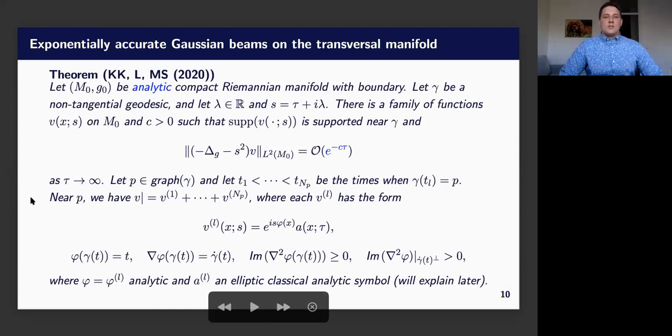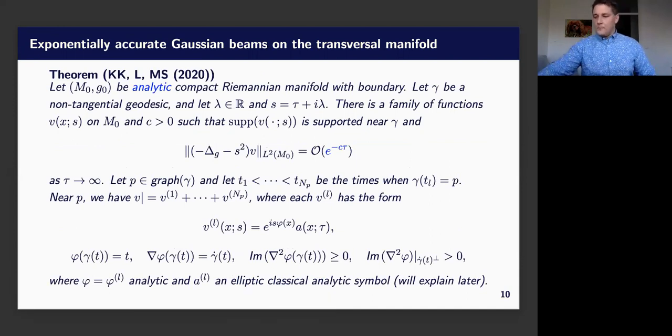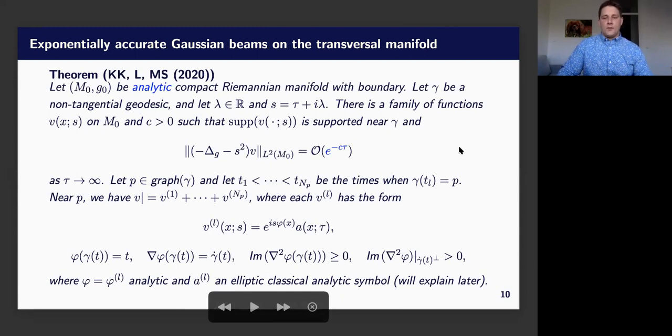The construction of Gaussian beams is very well known. But typically, in the literature, it is satisfied to have only a polynomial decay in tau, and we will have an exponential decay in tau. We actually expect this theorem, which we proved in our paper. It might be known to some experts, maybe in some related fields in mathematics, but we could not find a proof, so we proved it in our paper.